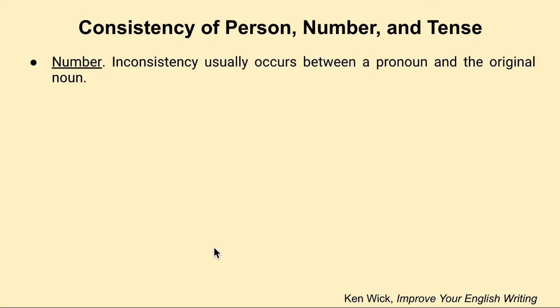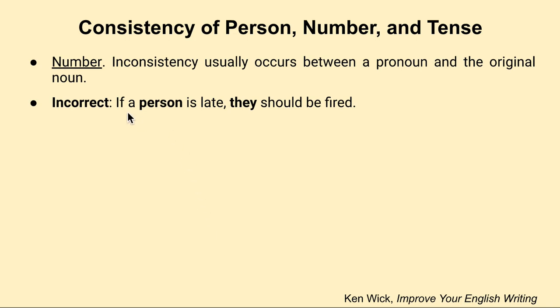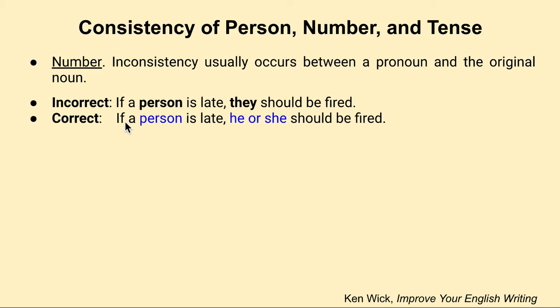So let's move on to talking about number. Inconsistency usually occurs between a pronoun and the original noun. So incorrect, if a person is late, they should be fired. Here we have singular and we have plural, and you can't have singular and plural. So you correct this by saying, if a person is late, he or she may be fired.